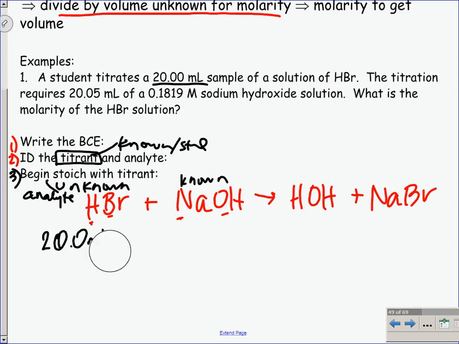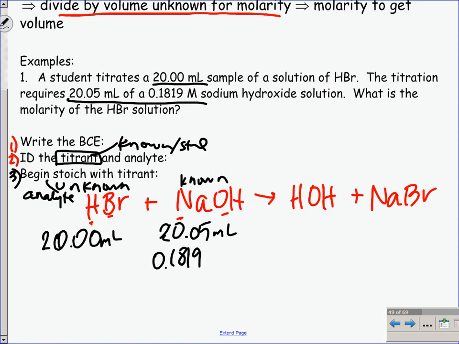Let me get my sig figs right, guys. Okay, and the titration requires 20.05 milliliters of sodium hydroxide. That is 0.1819 molar. What is the molarity? So that's my question. What's the molarity of HBr?